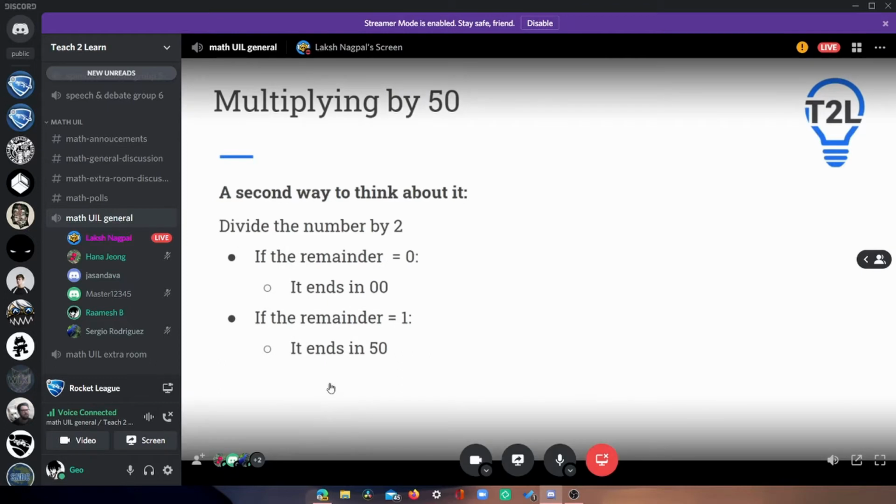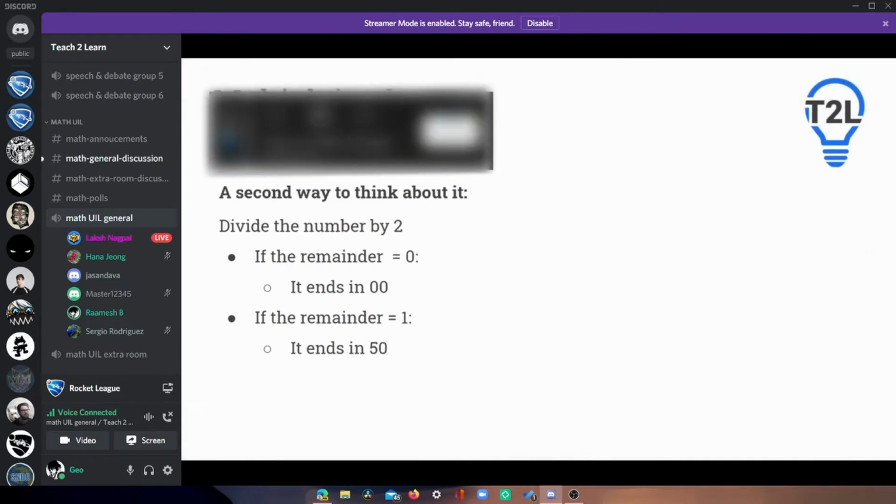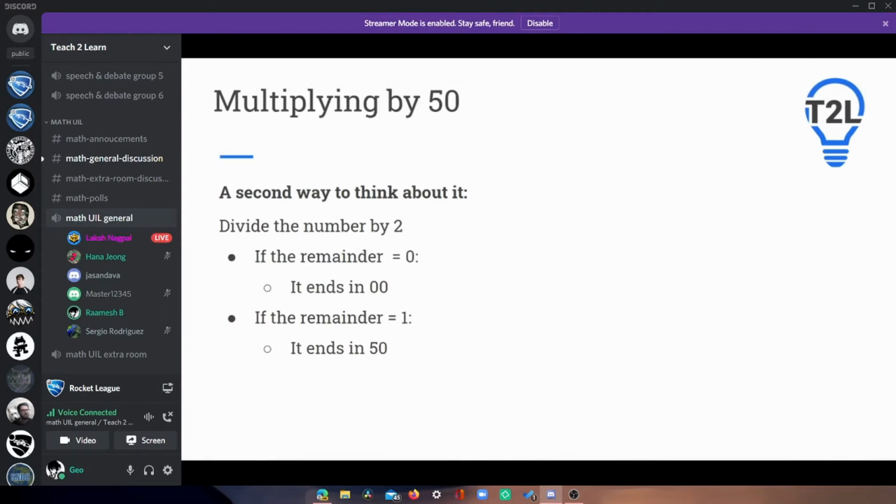So there's another way to multiply by 50. It's basically the same way as Lush explained it, except you don't have to deal with decimals. So you divide the number by 2, but instead of dividing with fractions or decimals, you get a remainder. Then you add 2 zeros if the remainder is 0 at the end.